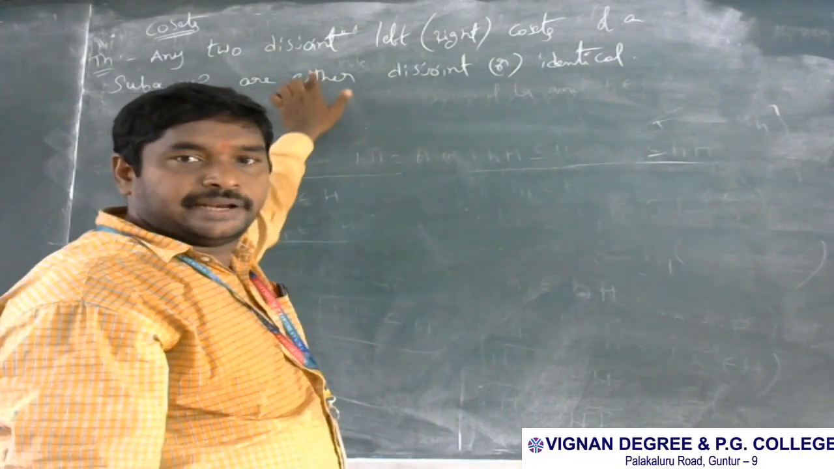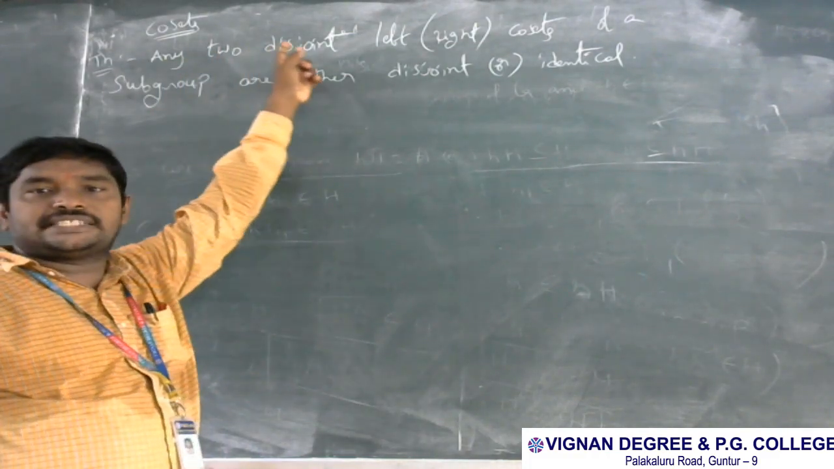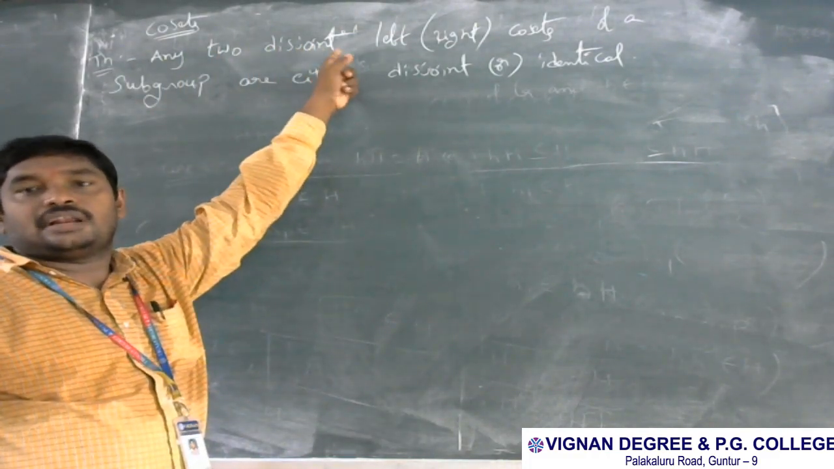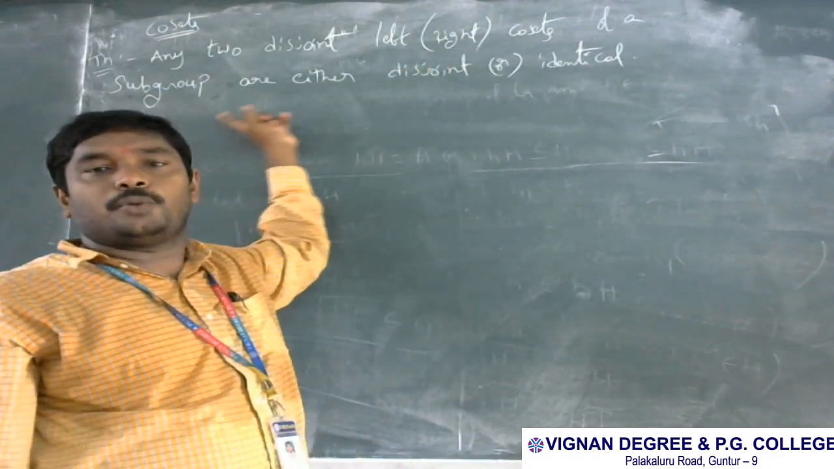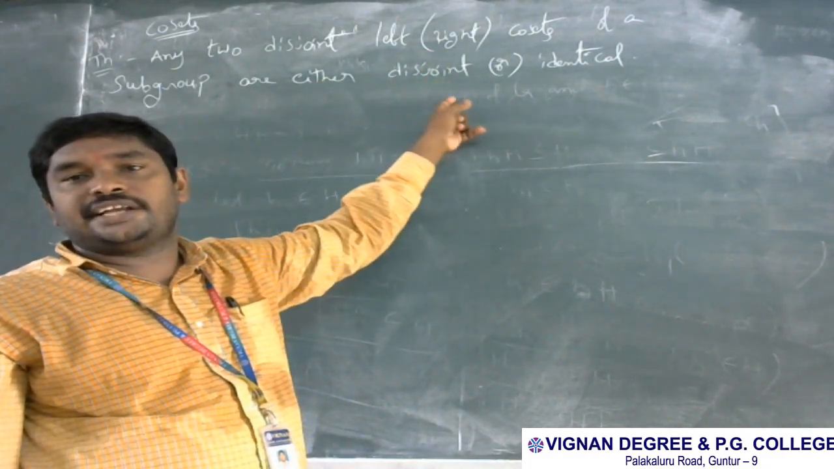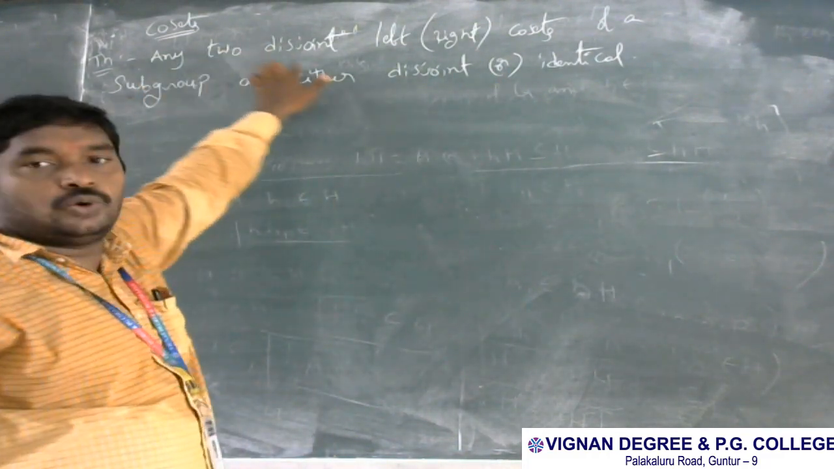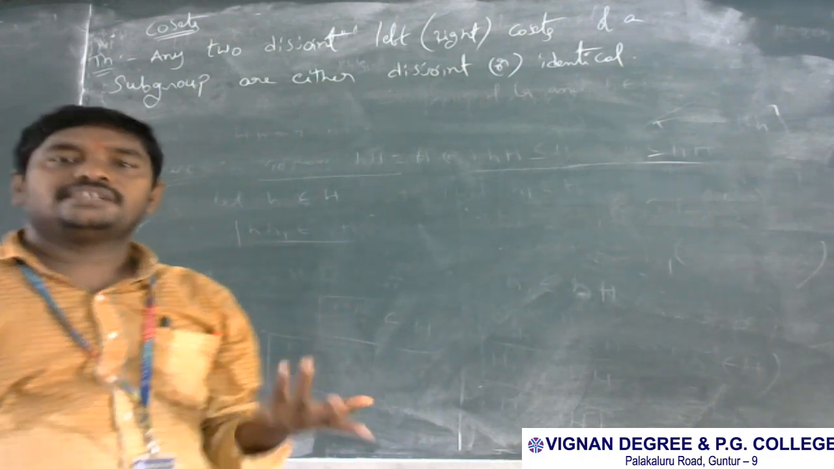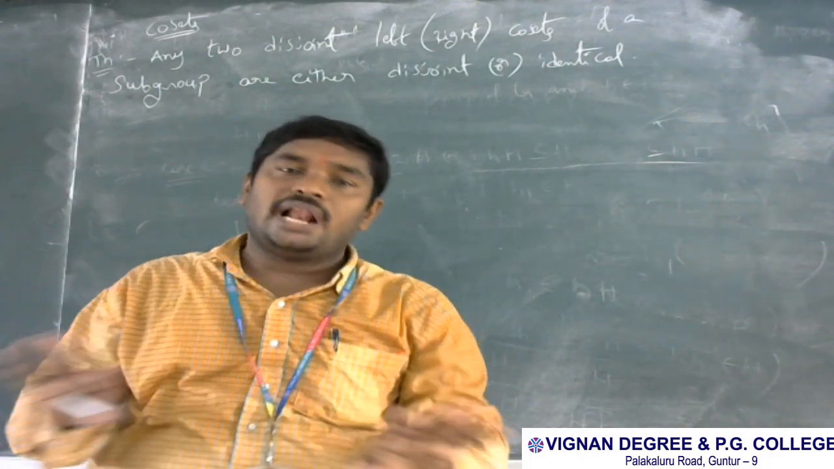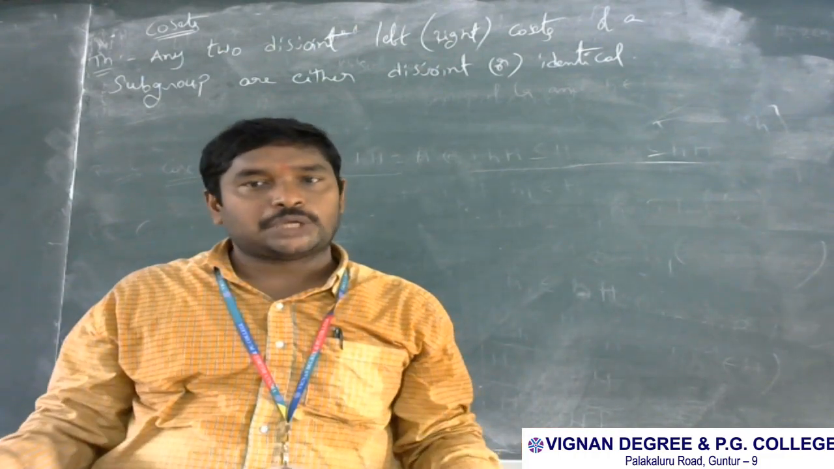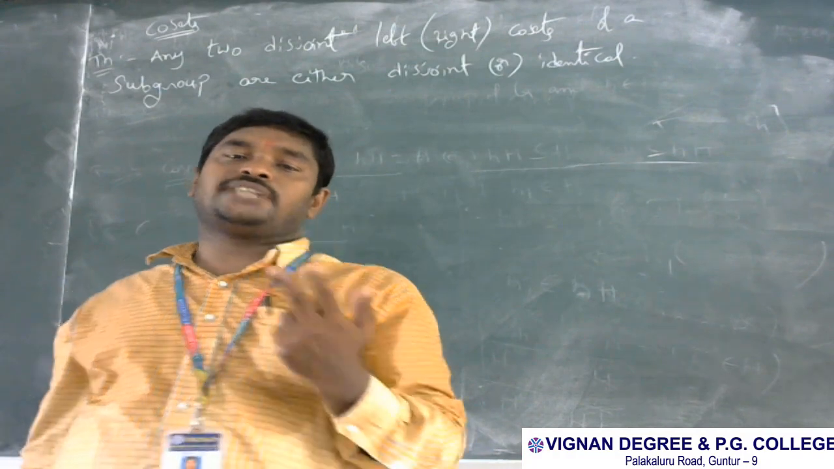Okay, theorem statement. What is the theorem statement? Any two disjoint left or right quotients of a subgroup are either disjoint or identical. Any two disjoint. What is disjoint? Disjoint means not both are equal. So you have to take two different cosets.